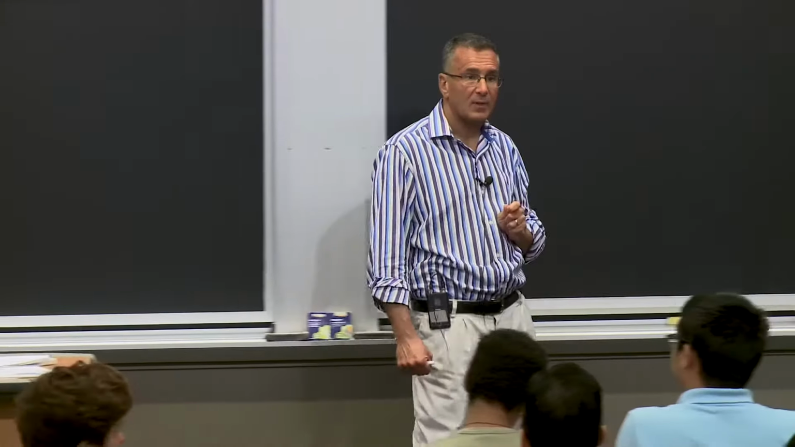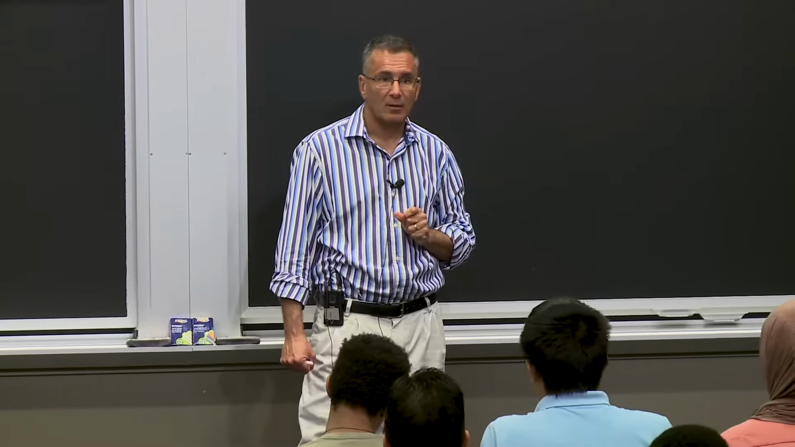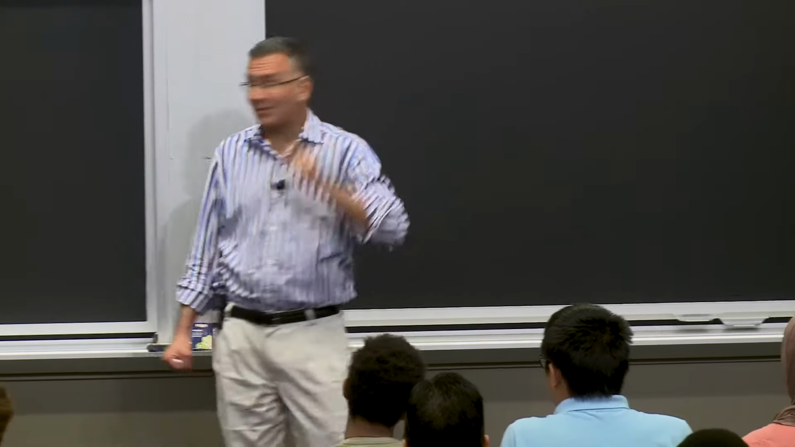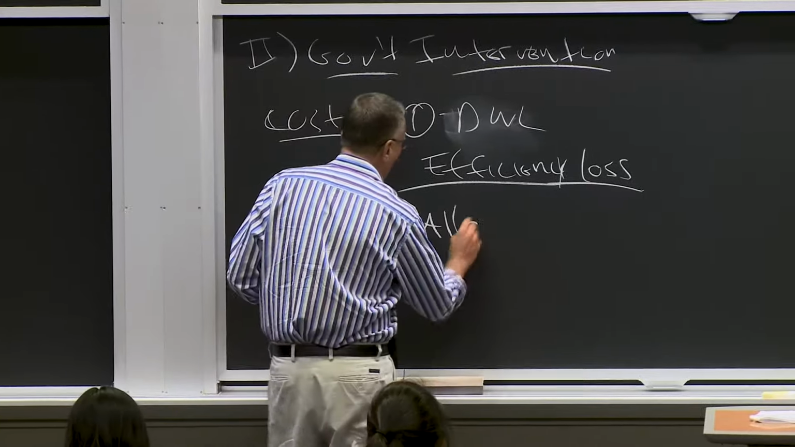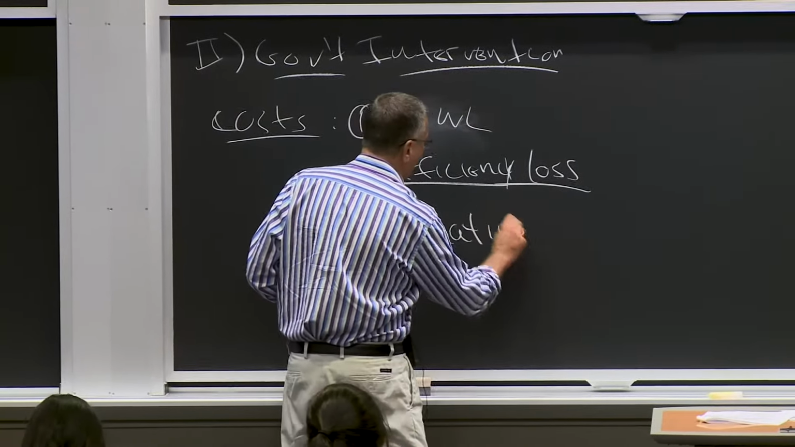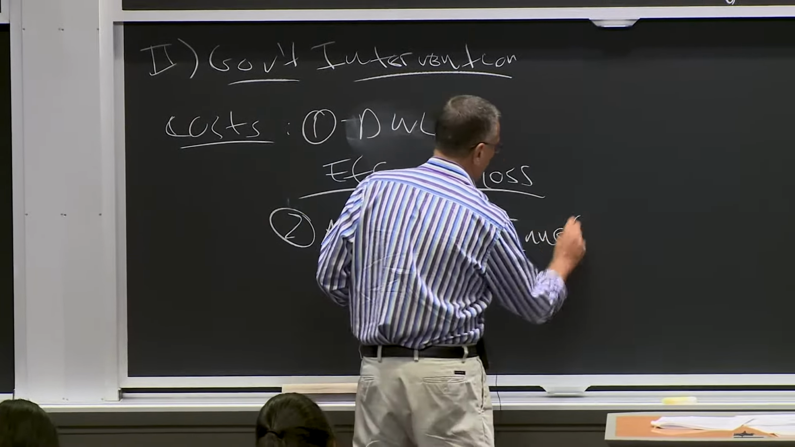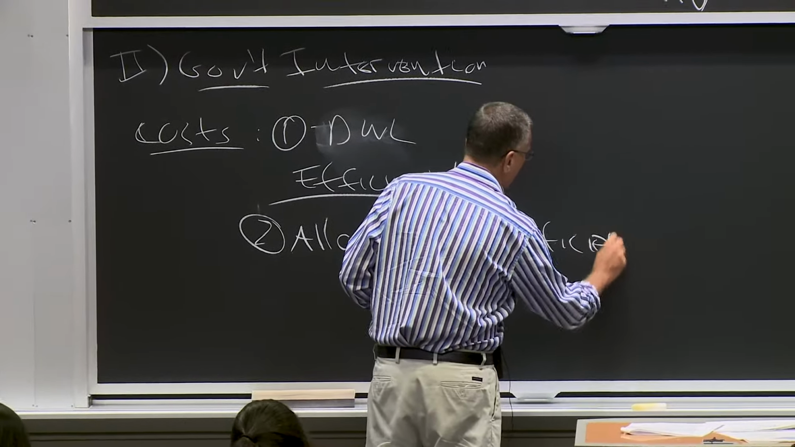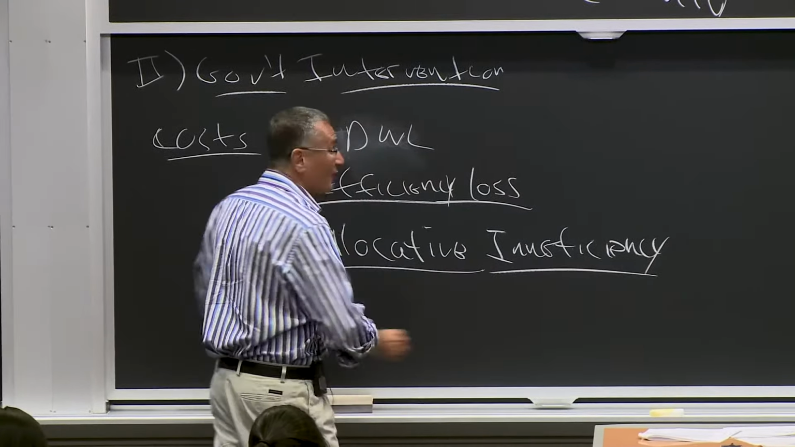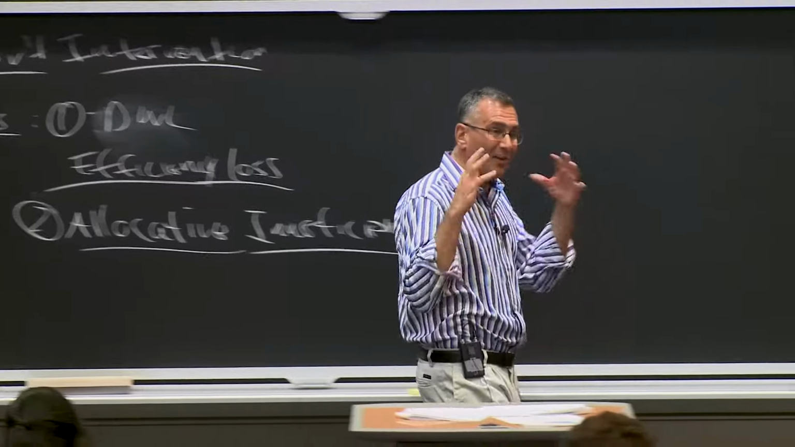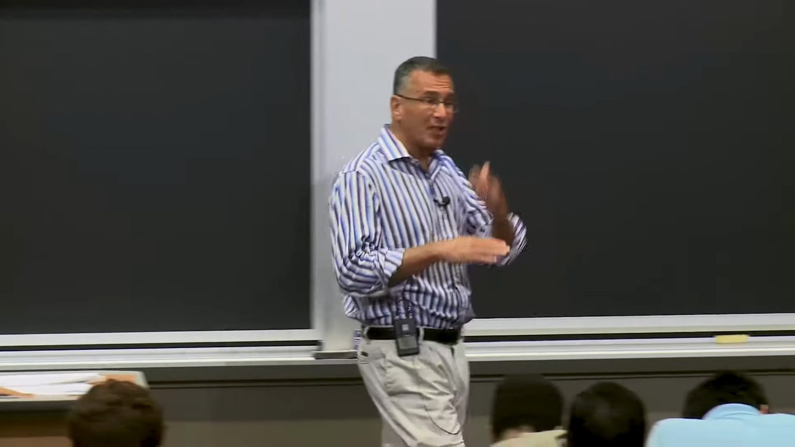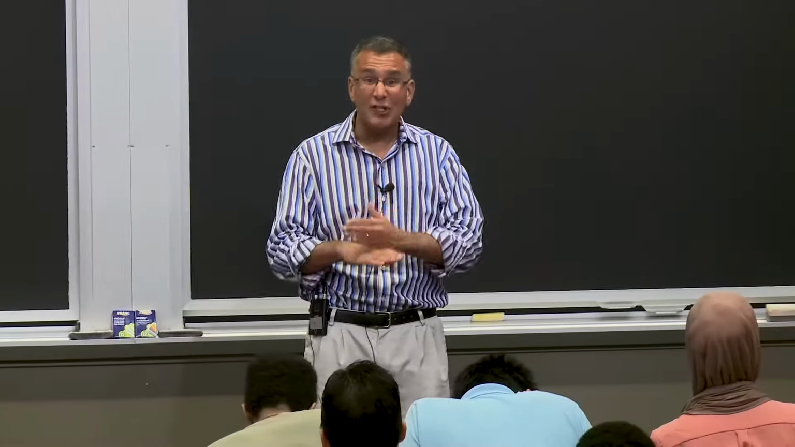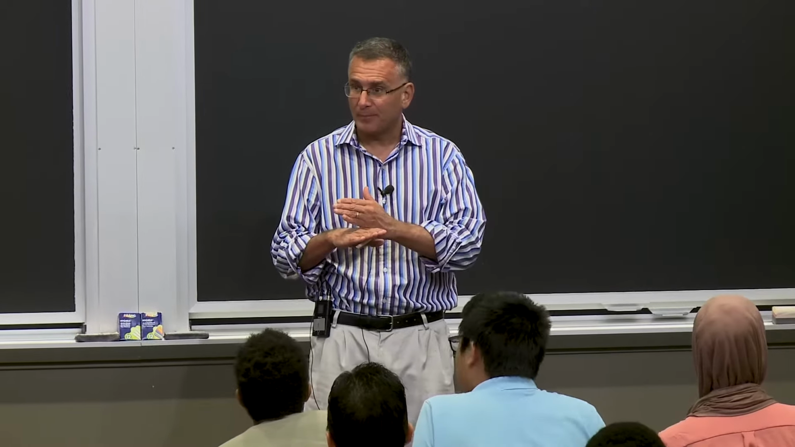Is it like, how do you ensure that the people who value it the most get it? Yes. There's allocative inefficiency. Remember, one of the things we talked about in the very first lecture: one of the most important benefits of the competitive equilibrium is that it doesn't just deliver the right quantity, it delivers it to the people who want it the most.